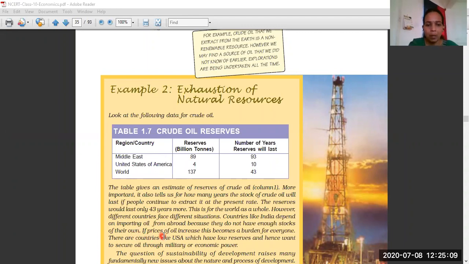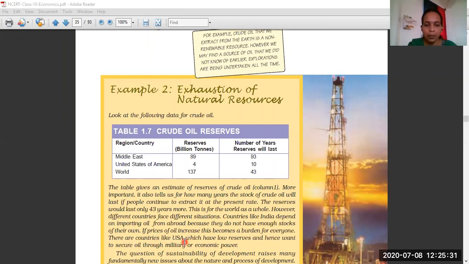If prices of oil increase, this becomes a burden for everyone. We are facing this problem every day. Nowadays, the price of petrol and diesel is increasing day by day, so we are facing a burden because of it. And if the rate remains the same, we may face more problems because of it.